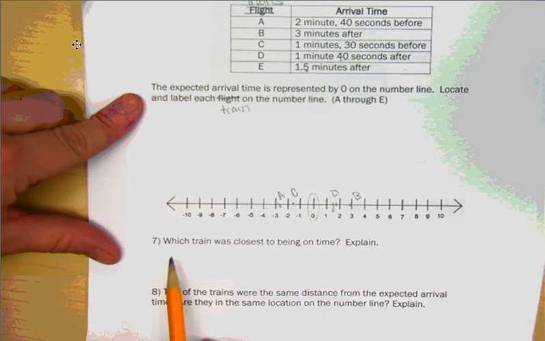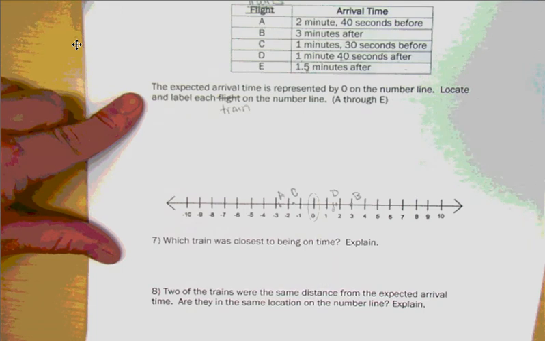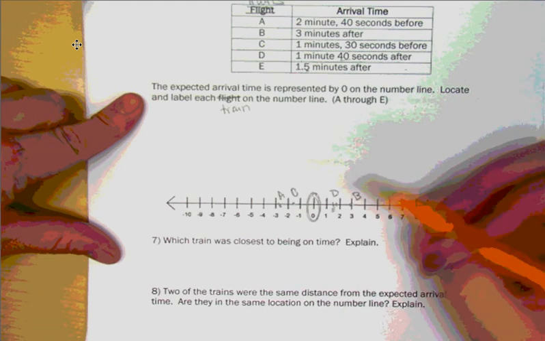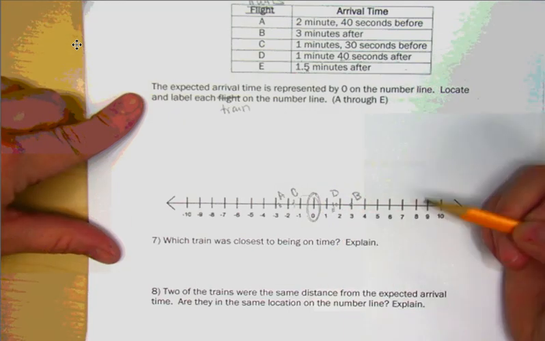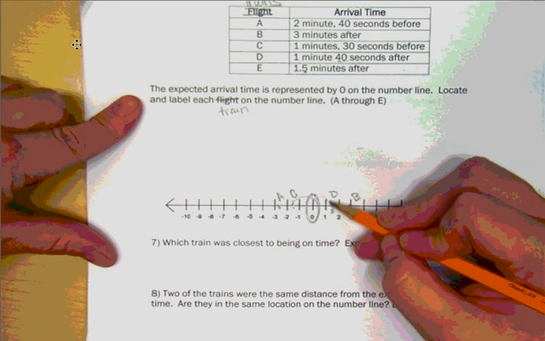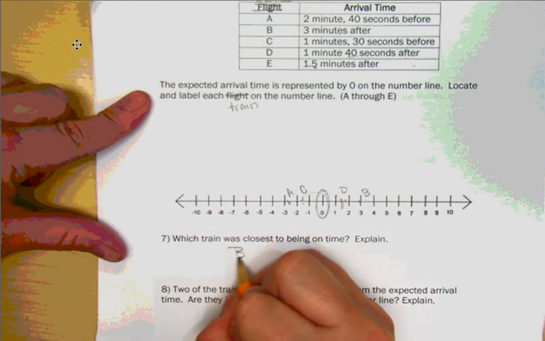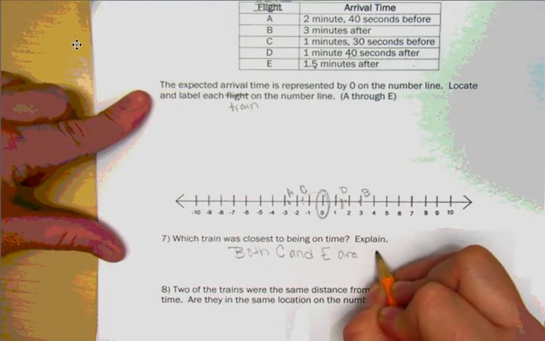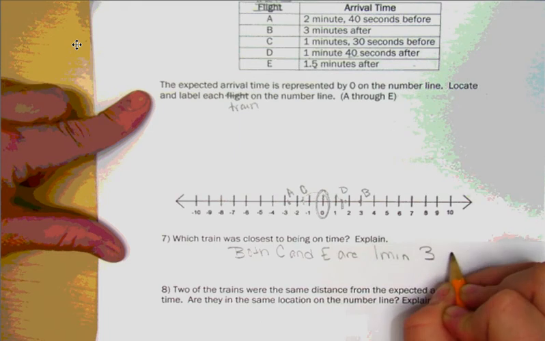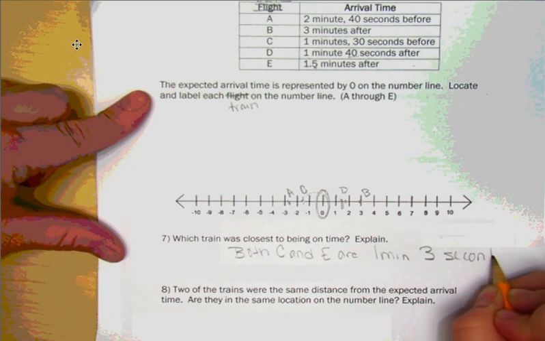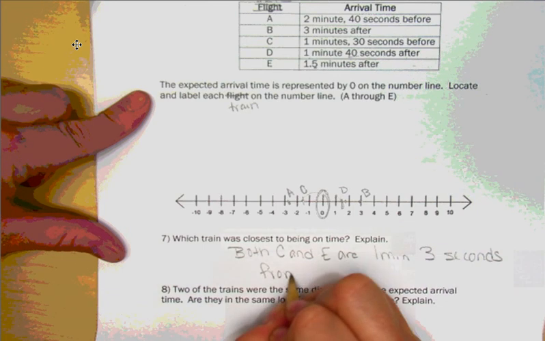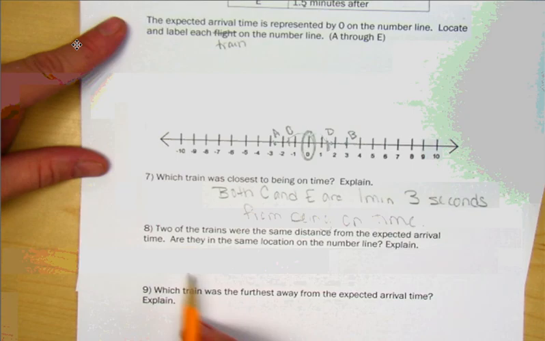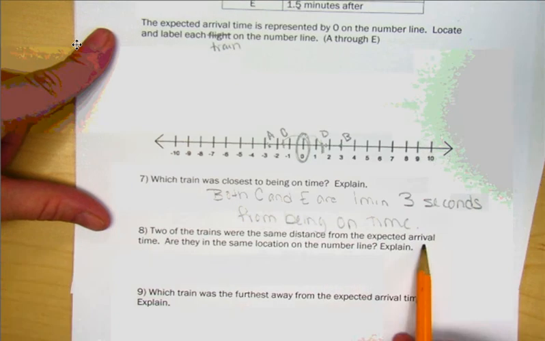I've graphed them all. Which train was closest to being on time? So we want the train that's closest to 0 on the number line. Well, when I look, I see that C is exactly 1.5 minutes away, but so is E. So actually, we have both C and E are 1 minute, 30 seconds from being on time. 2 of the trains were the same distance from the expected arrival time.